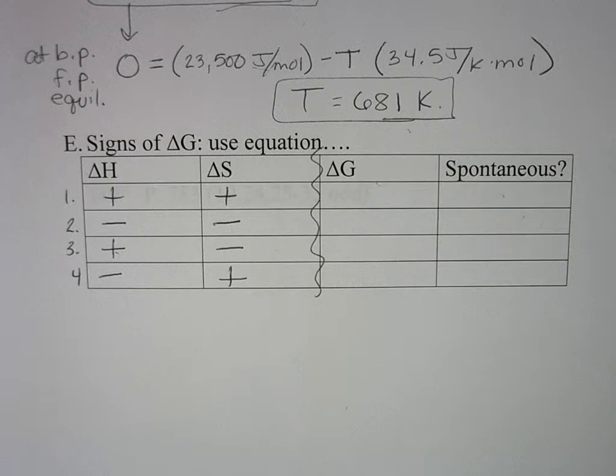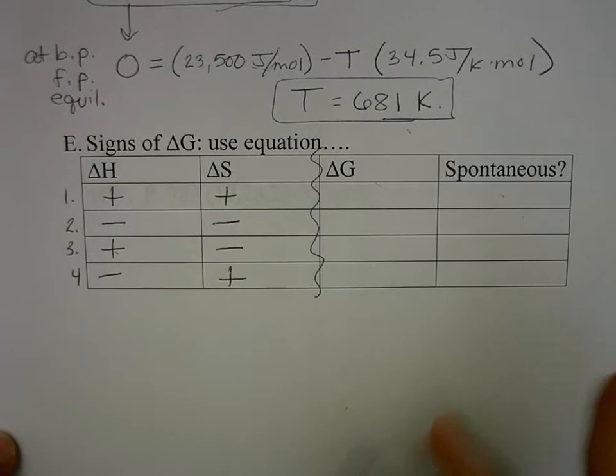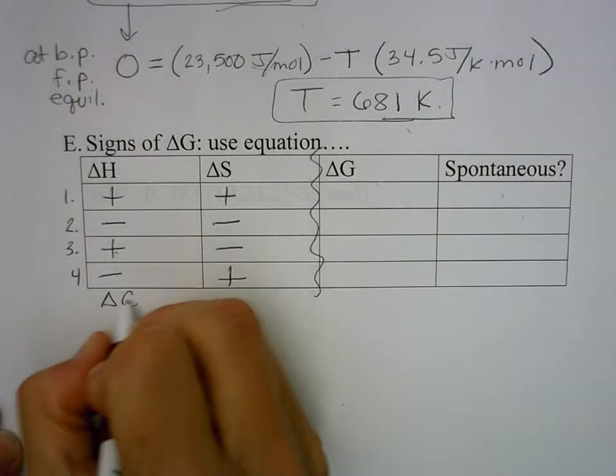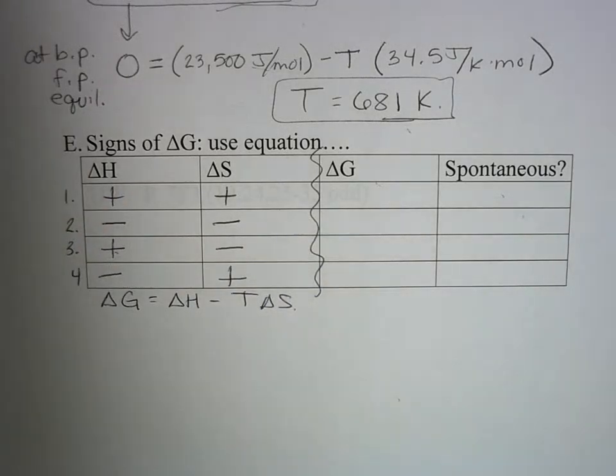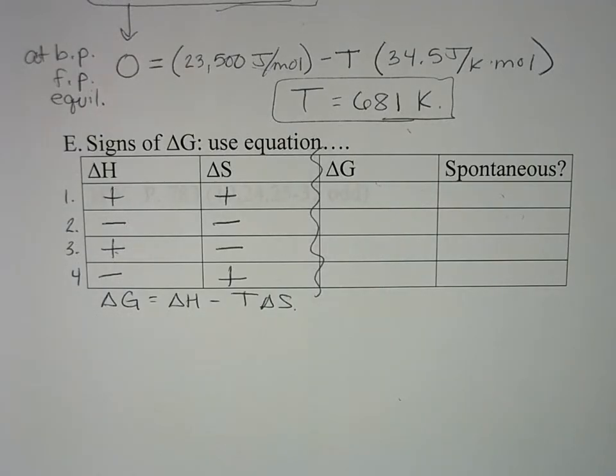Does G need to be positive or negative for it to be spontaneous? Negative, okay? So I want to figure out, in all of these situations, am I going to end up with a positive or negative G, and then from that, figure out if it will be spontaneous or not. So you want to do this thinking about this equation: delta G equals delta H minus T delta S. And you want to substitute in for that. Obviously there's not numbers, but you can substitute in negatives and positives and try to figure out what you're going to get as an answer.